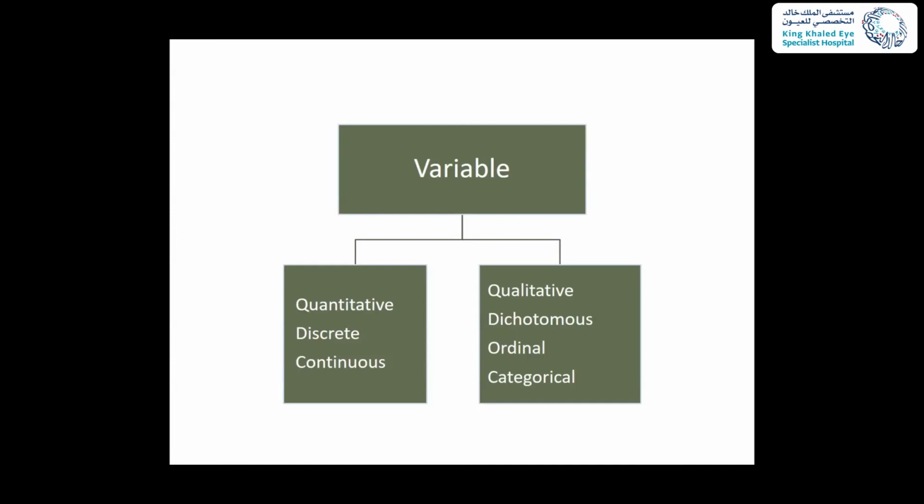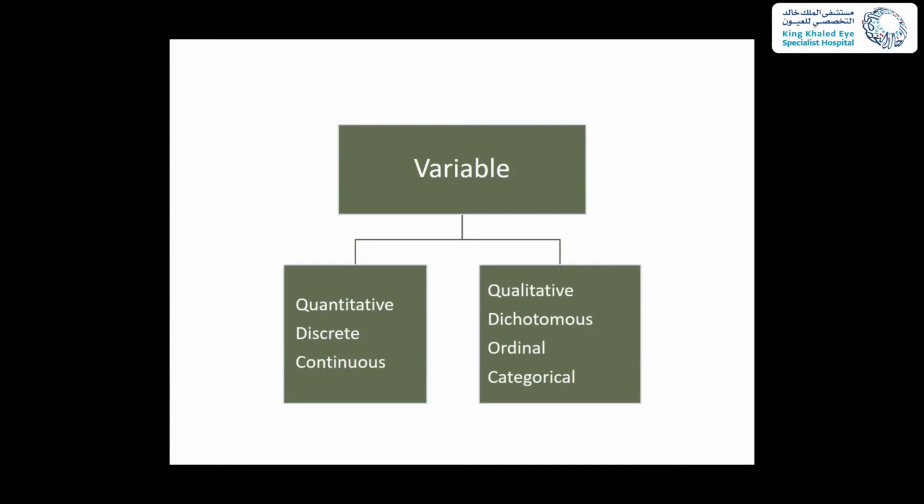like regarding race: black, white, yellow. Ordinal, like gold, silver, or bronze medals. Dichotomous: do you practice physical activity regularly? Yes or no? Do you eat meat on a daily basis? Yes or no? So this is what we call a dichotomous variable. Ordinal or categorical, all these fall under qualitative variables.